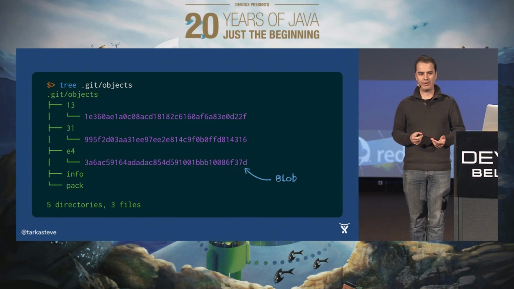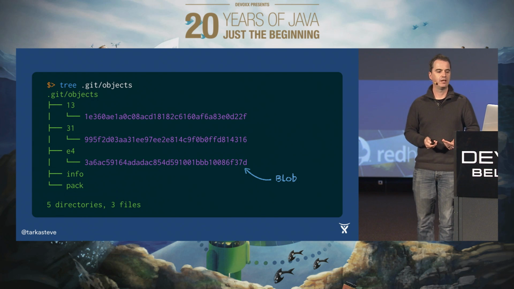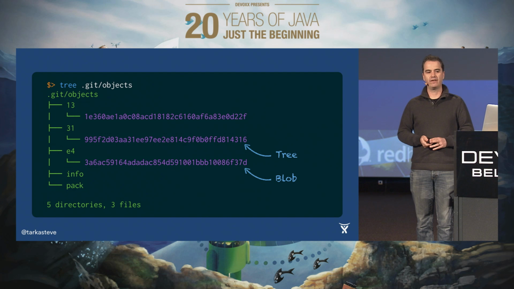That is, we add it. It has the same hash, always will do, because it has the same content. We also now have a tree. The tree points to the blob. It gives it the additional metadata.